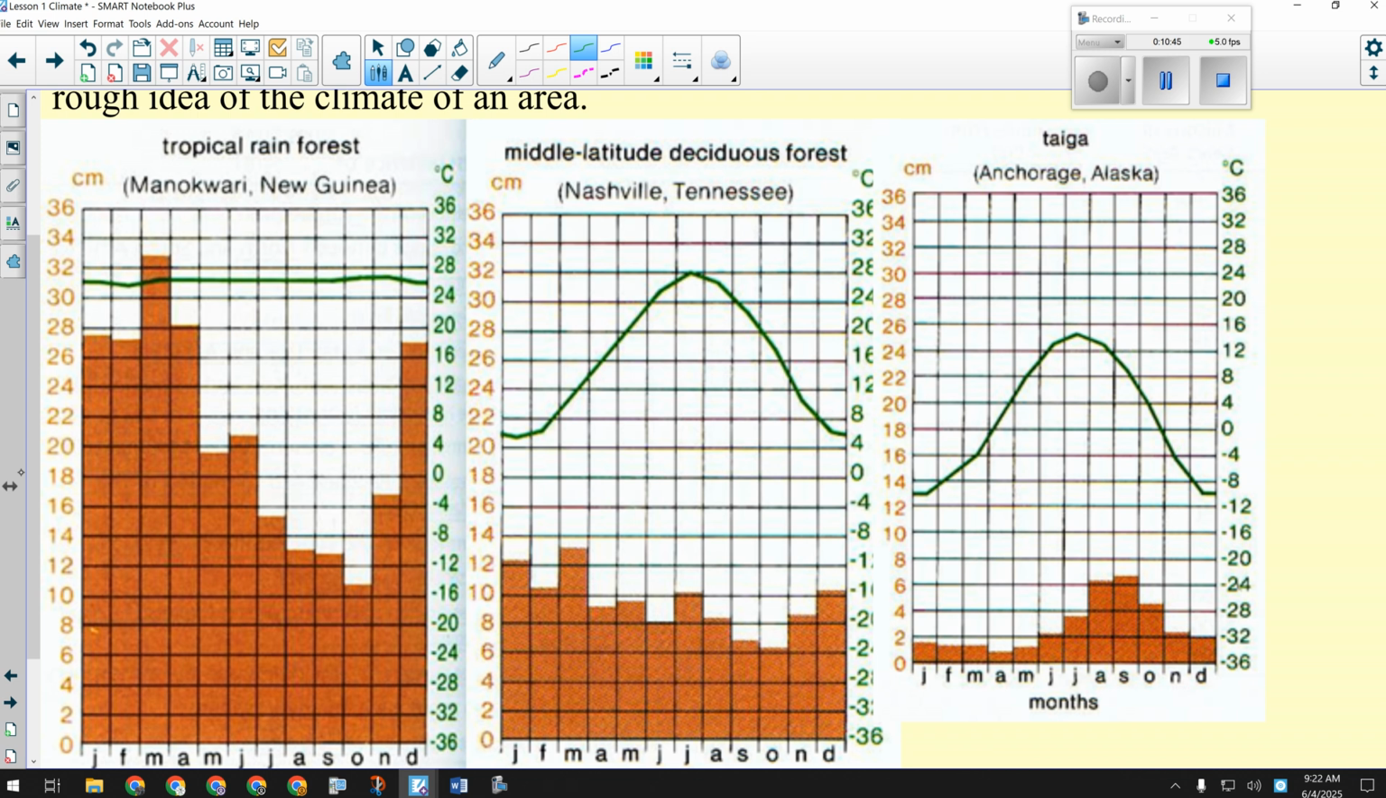All right. So for this place here, definitely near the equator. Temperature stays about 26 degrees all year long. Now, what do we notice about the precipitation?